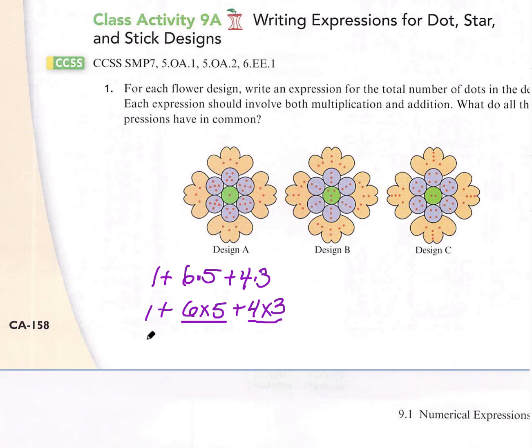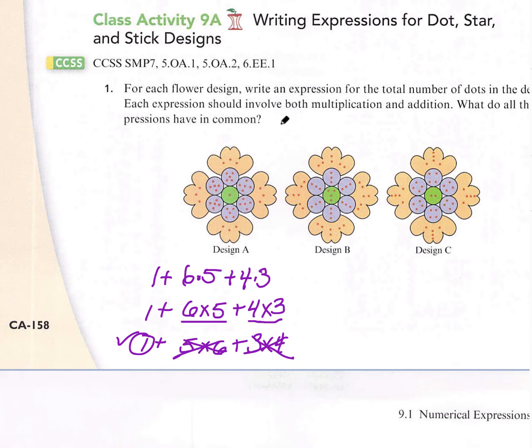If we were to write this a different way, 1 plus 5 times 6 plus 3 times 4, this expression would not represent this design. Maybe the 1 is okay, but this tells us we have 5 groups of 6 dots, which we do not have. And it also tells us we have 3 groups of 4 dots, which we do not have. So we have to be very, very careful about the way we order our factors in this case.